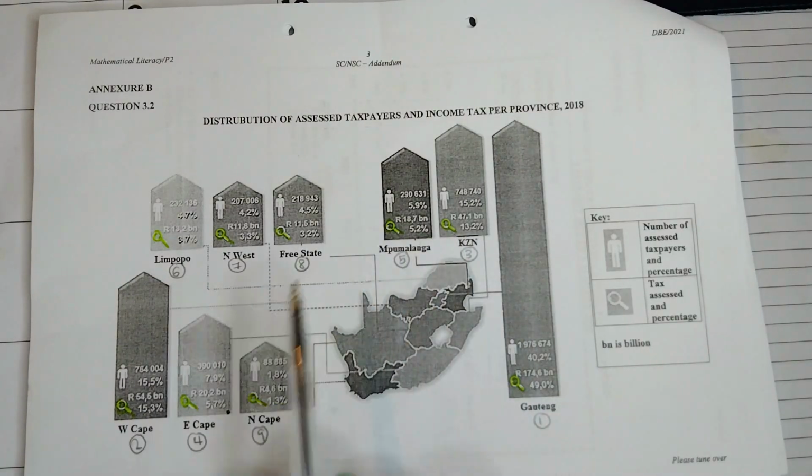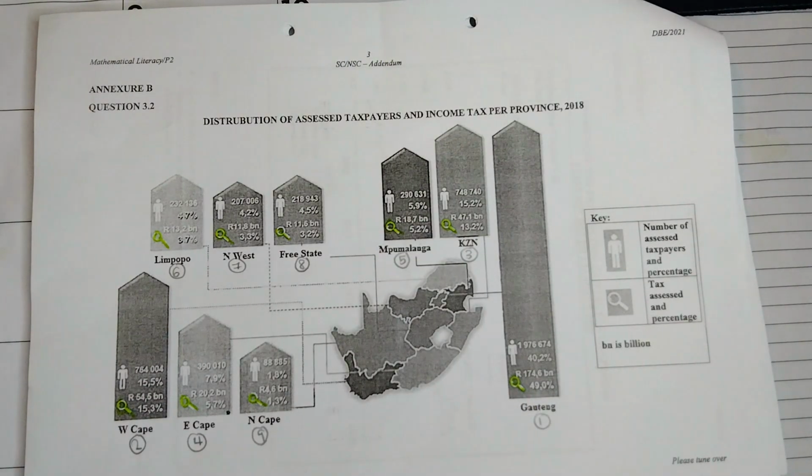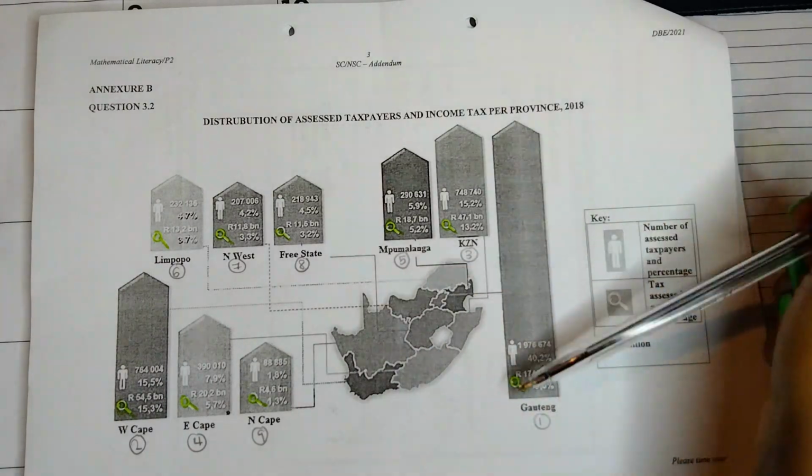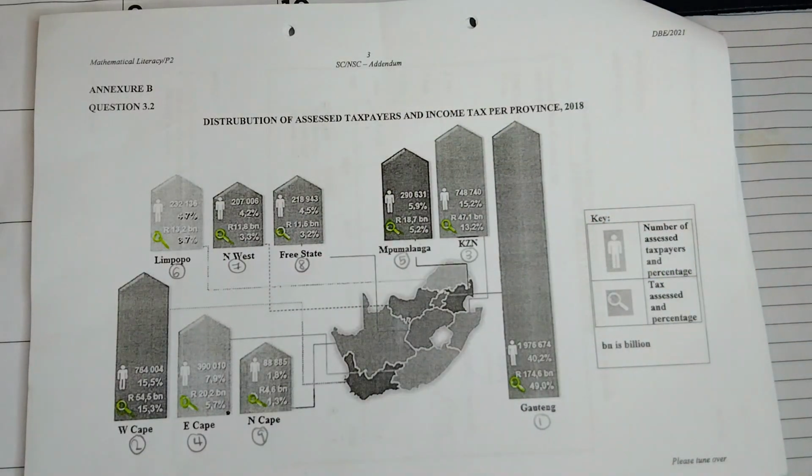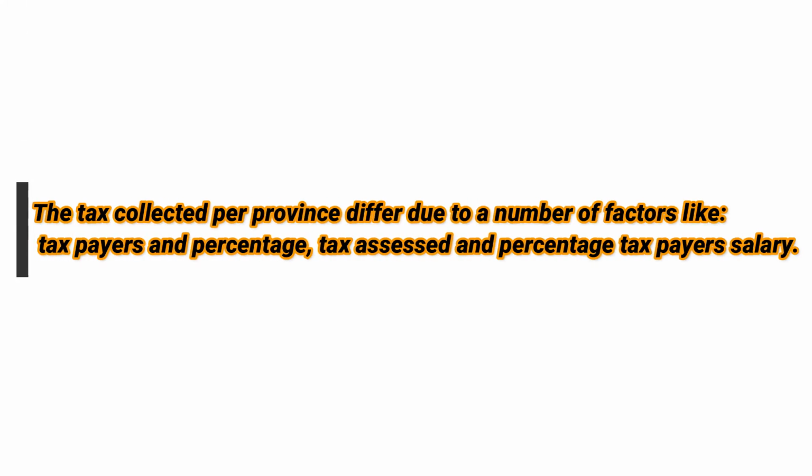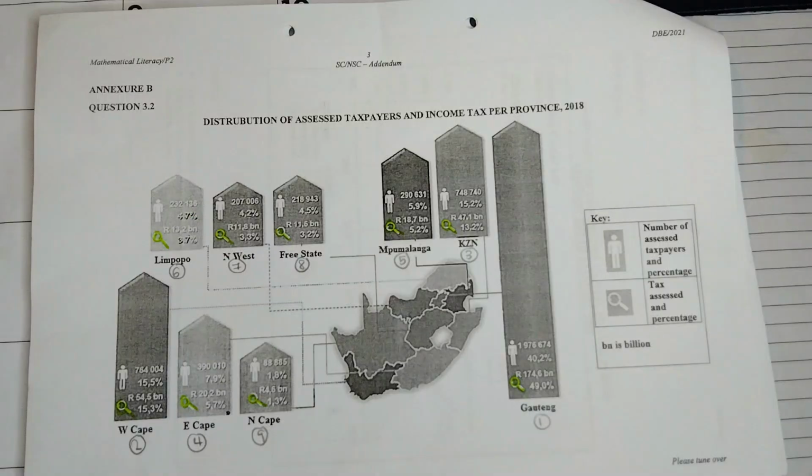So these arrows all have a different length because all the provinces have different populations of taxpayers. Gauteng has a greater number of people that have their taxes assessed than the other provinces, so obviously Gauteng will have a longer arrow than the other provinces. So the arrows are not the same because the tax collected per province differs due to a number of factors.